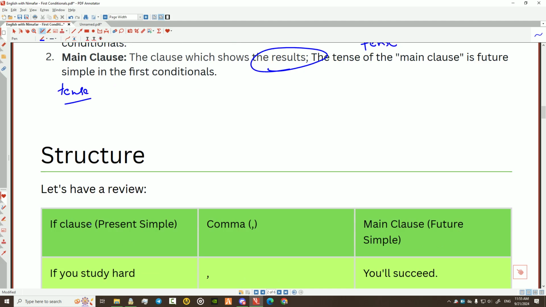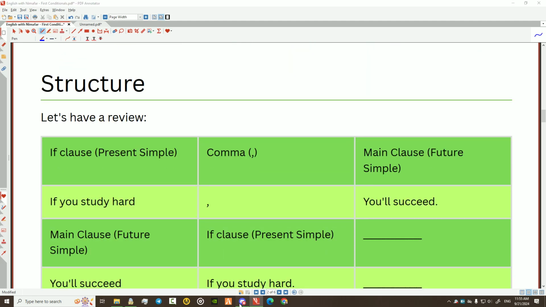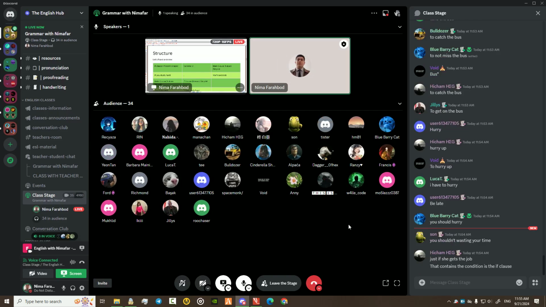But let's talk about the structure. Any questions so far? You shouldn't waste, not wasting. You shouldn't waste. Just if she gets a job, that contains a condition. Very good.